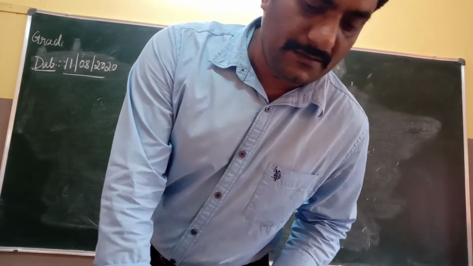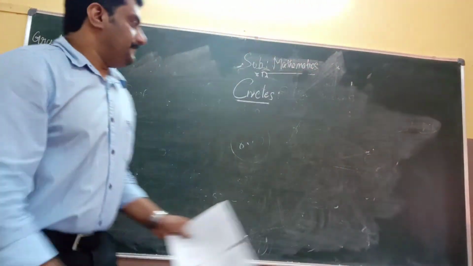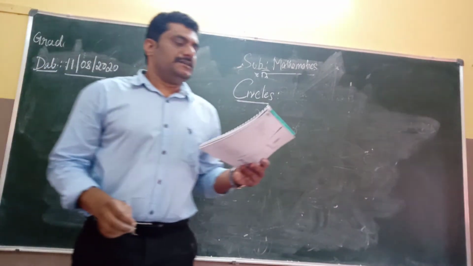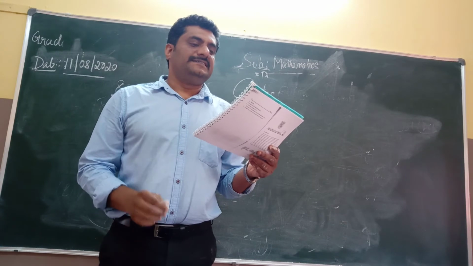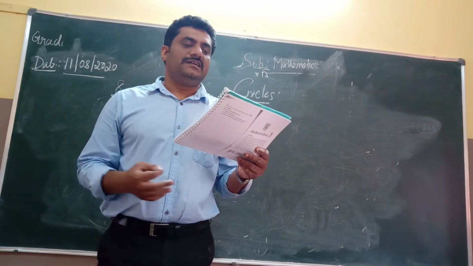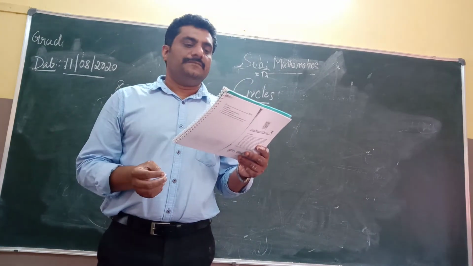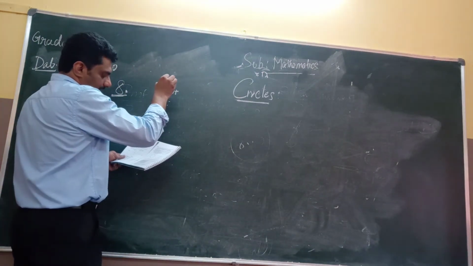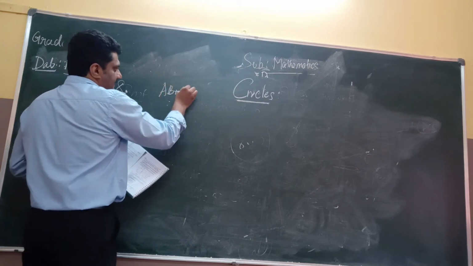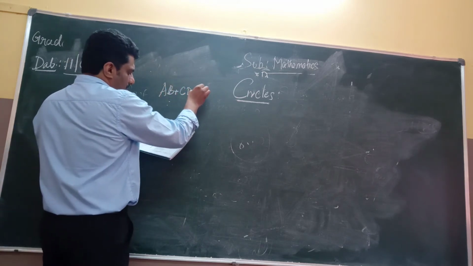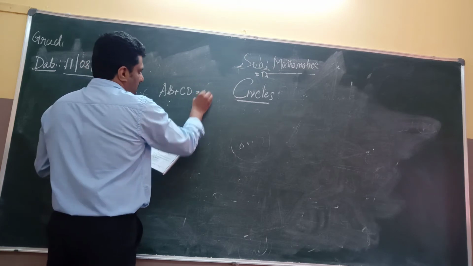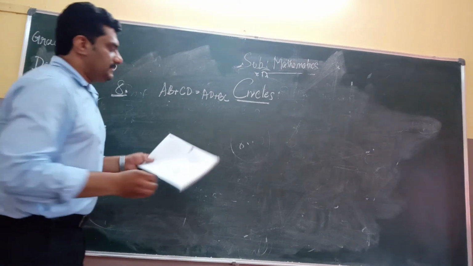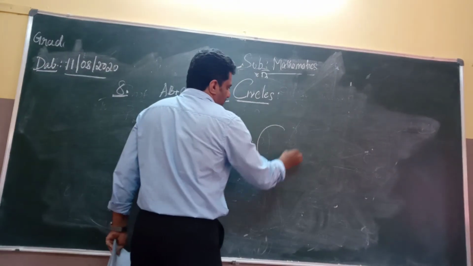Okay, there's one more problem. Question 8.1: A quadrilateral ABCD is drawn to circumscribe a circle. Prove that AB plus CD is equal to AD plus BC. Now in this, what I've done is, you have a circle like this.